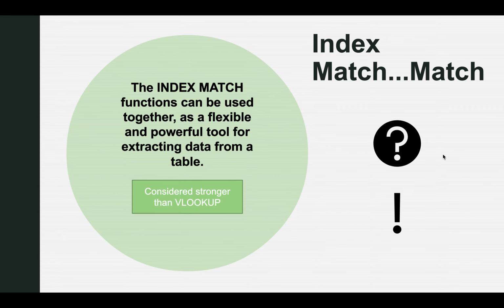Now, the index match formula is the combination of two functions in Excel, index and match. Combined, the two formulas can look up and return the value of a cell in a table based on vertical and horizontal criteria. It's generally considered a much more sophisticated replacement of the much used vlookup function.